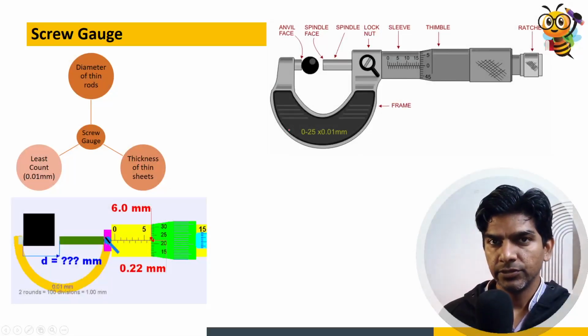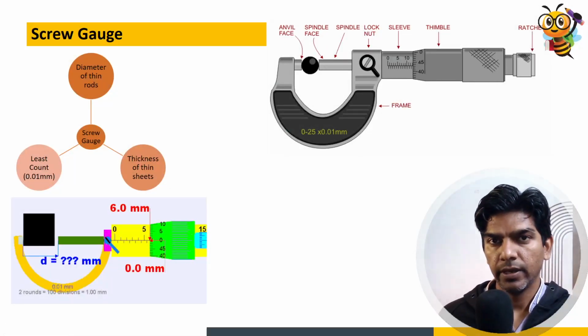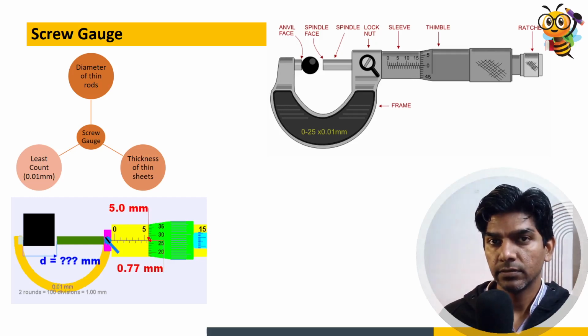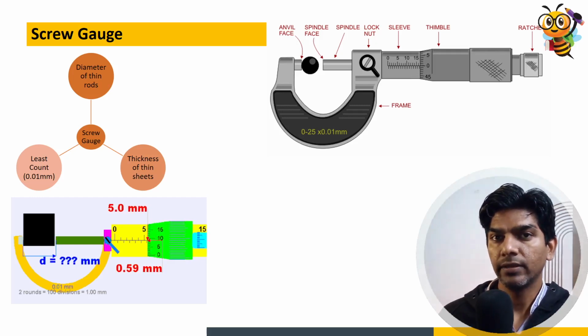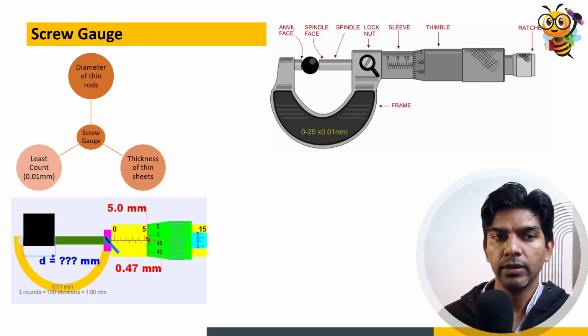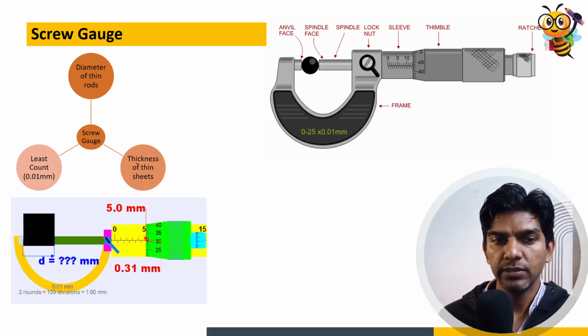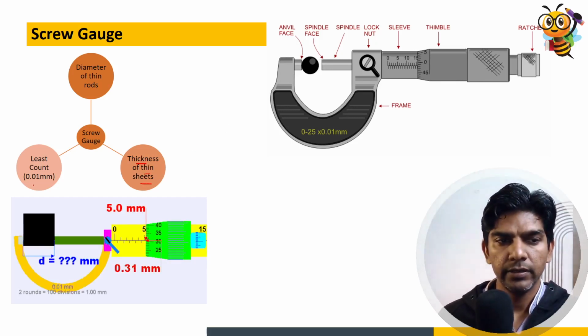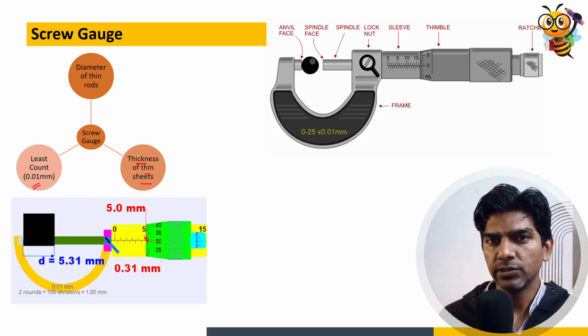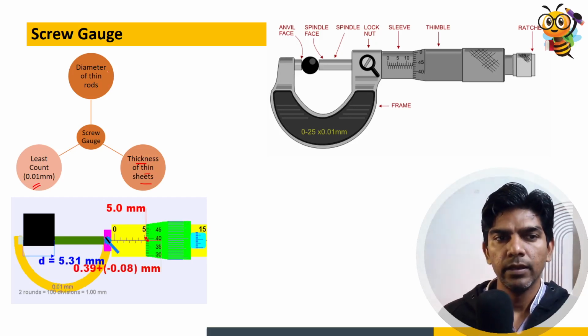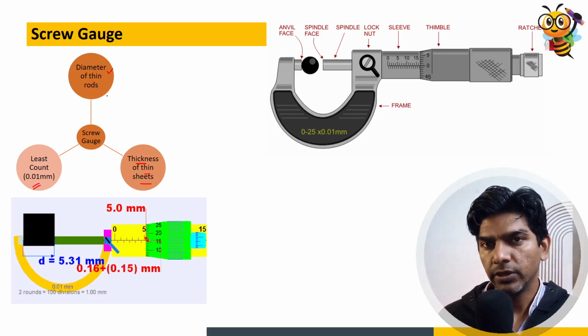Now let us see the next instrument, and it is screw gauge, and it is more precise. Its least count is even smaller than the Vernier caliper, and we use screw gauge to measure the thickness of thin sheets, and its least count will be around 0.01 millimeter, even less than that. And we can also measure the diameter of thin rods.